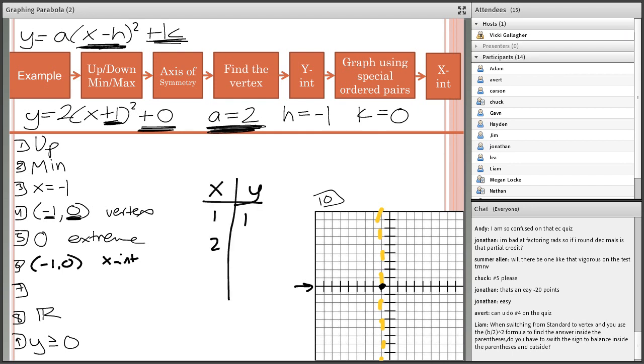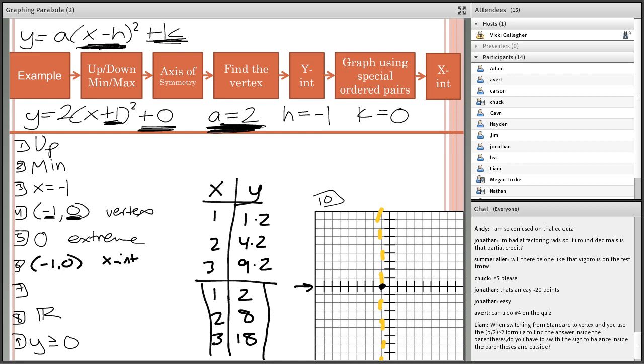So I'm going to go to my special ordered pairs. 1, 1, 2, 4, 3, 9. In this problem, my a is 2, so I will be multiplying all of these numbers by 2, which changes it to 1, 2, 2, 8, and 3, 18. These numbers down here are the ones I'll be using. The most important thing about your special ordered pairs is that you always put your pencil on the vertex to find them. So pencil on the vertex, I'm going to go over 1 and up 2. Oh my gosh, guys, I just found the y-intercept. It's at 0, 2.